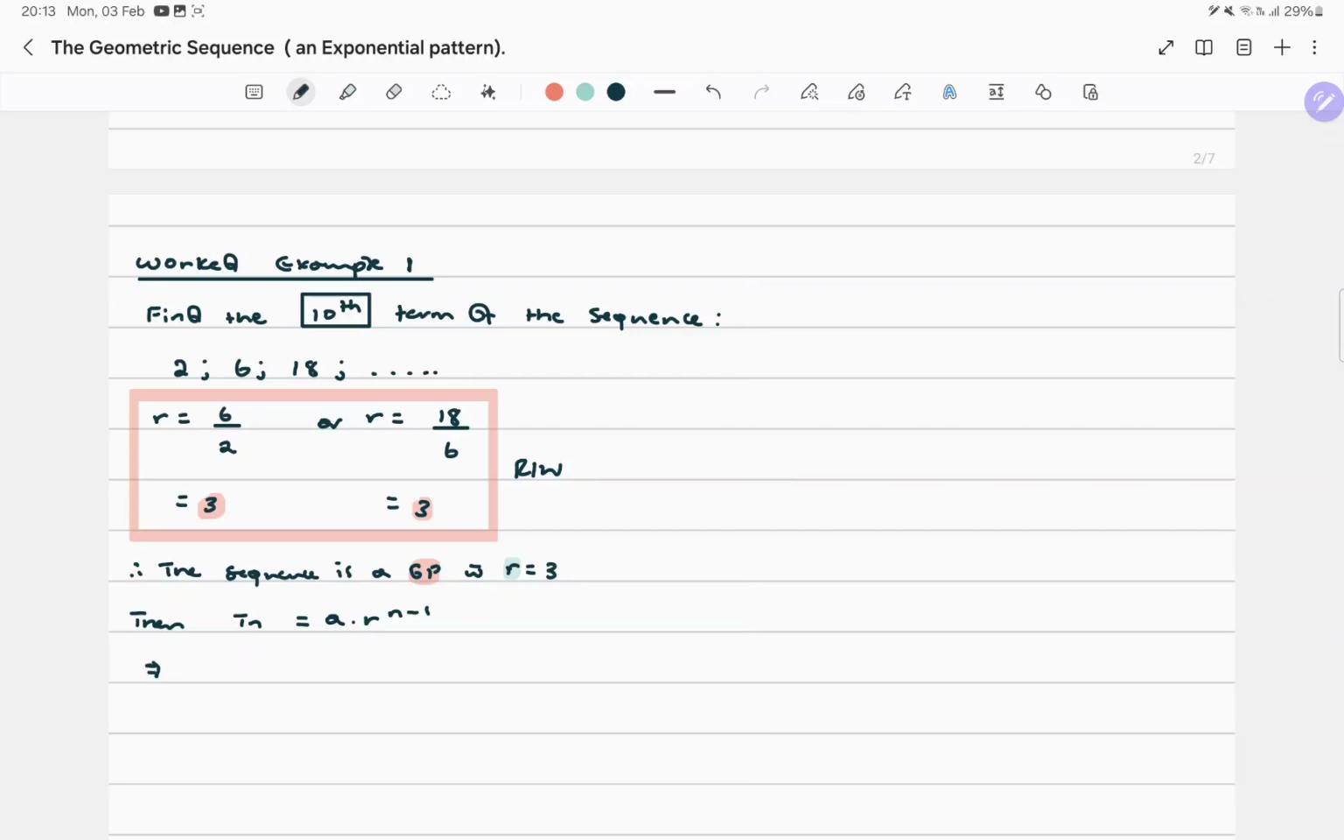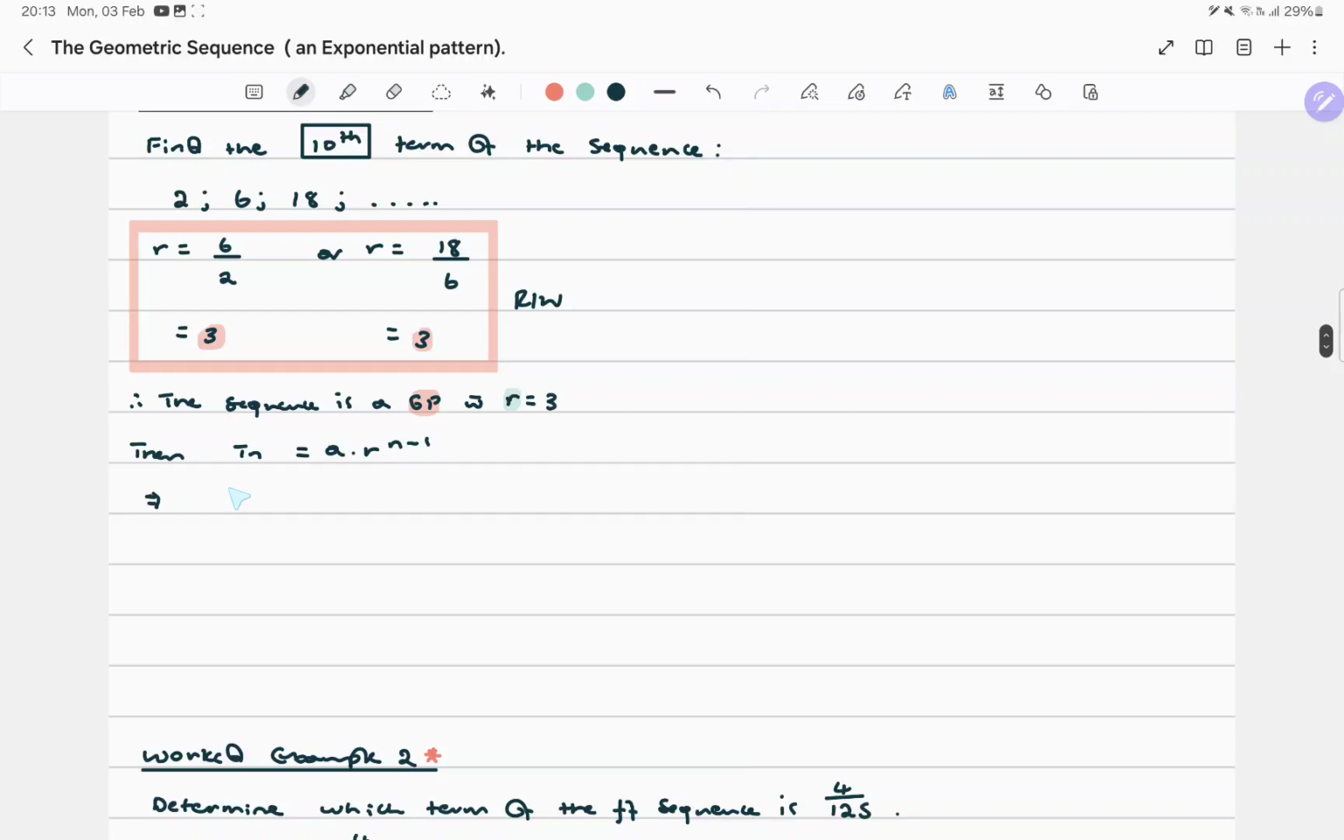This implies, what are we looking for? The nth term. So we know the 10th term. Now the first term is a, so that is 2 into r. We have 3 there. That's going to be to the exponent 10 minus 1. And so here I don't want to waste time. T10, we can just put this on the calculator. Let's see, 2 into 3 to the exponent 9 gives us 39366.